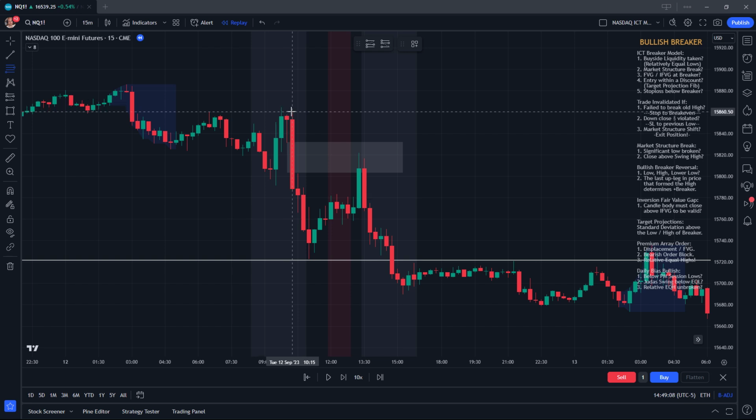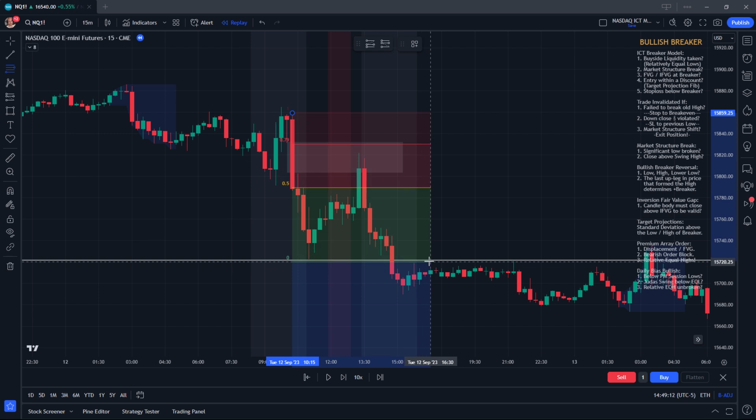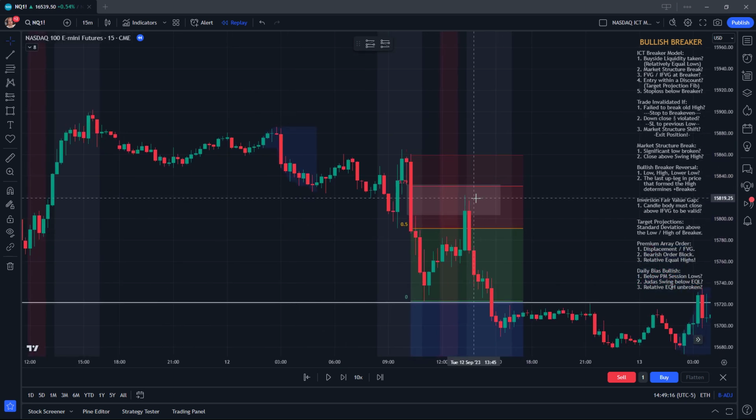We go from the most recent high to the low that created the market structure shift. We have to check that we're in a discount in order to be able to utilize that fair value gap, and we also want to see where we are in relation to the midnight open of Tuesday, which would be here.